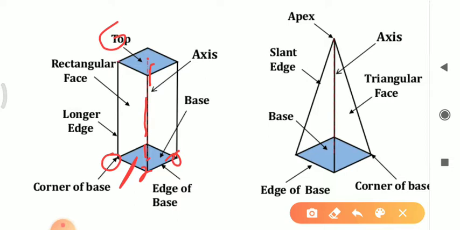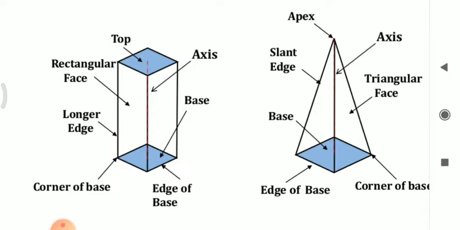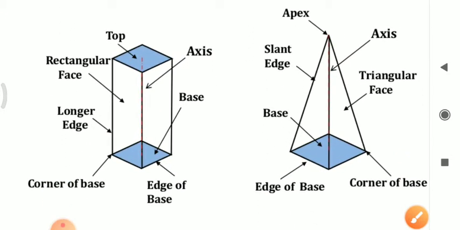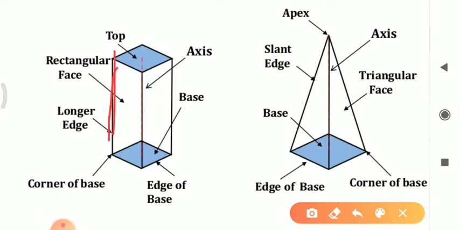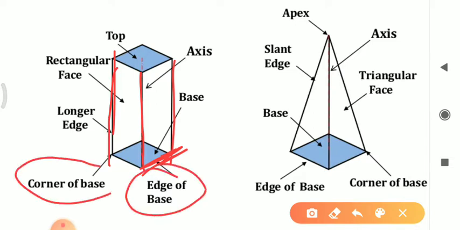Now this is called the longer edge. These are longer edges, four longer edges, and at the back side you have a longer edge, which is hidden. This is called the edge of base. See here, this is important for your problem. This is the edge of base, and this is the corner of base. Usually the solid rests on these only: edge of base, corner of base, and axis is important.